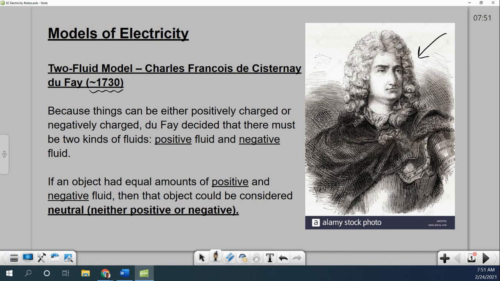So he says, because things can be either positively charged or negatively charged, he figured this out through some experiments, that there seems to be two kinds of things, right? There seems to be two kinds of charges floating around here. He decided that there must be two kinds of fluids that do this. There must be a positive fluid and a negative fluid. So every object has positive fluids and negative fluids in it. If an object has equal amounts of positive and negative fluid, well, then it's balanced, and he would call that neutral. It's neither positive nor negative. It's got a good balance of positive and negative fluids in it.